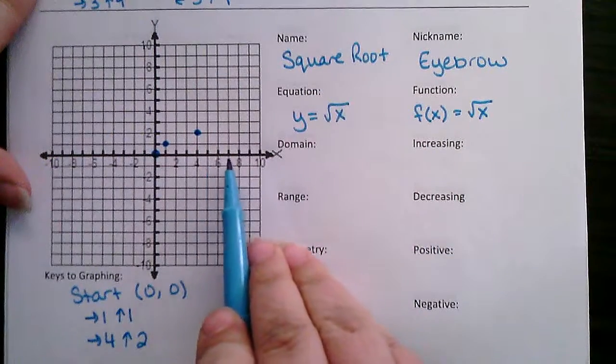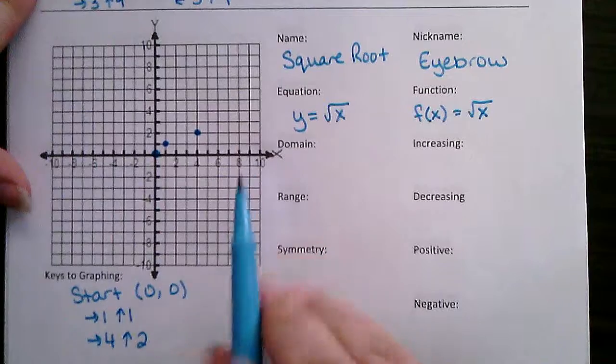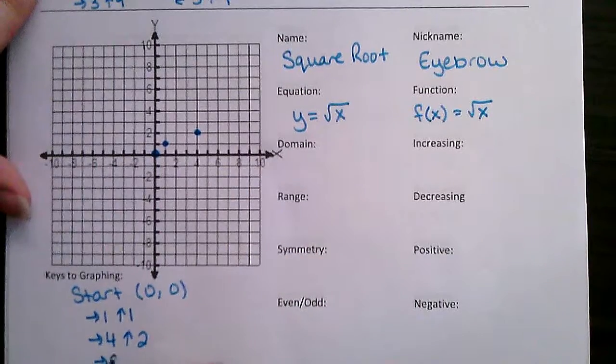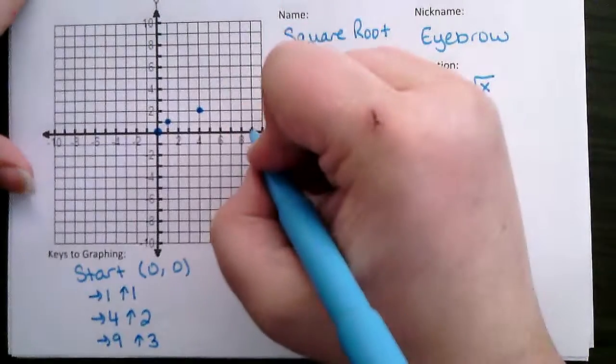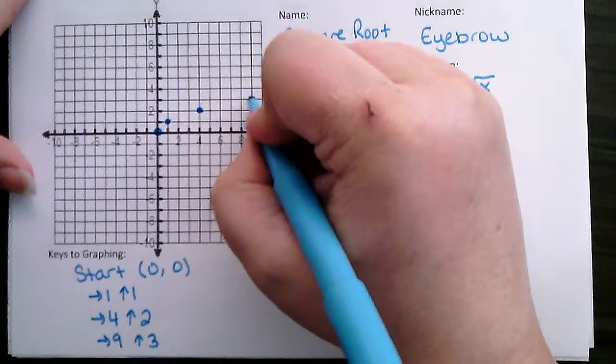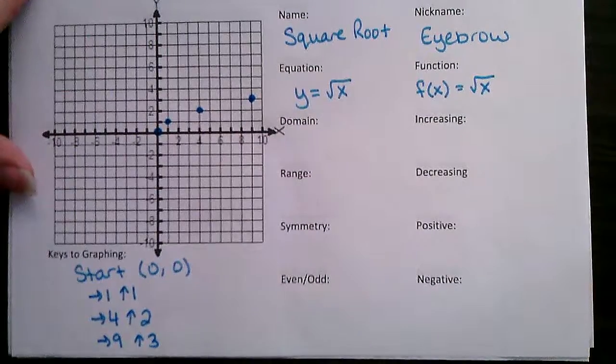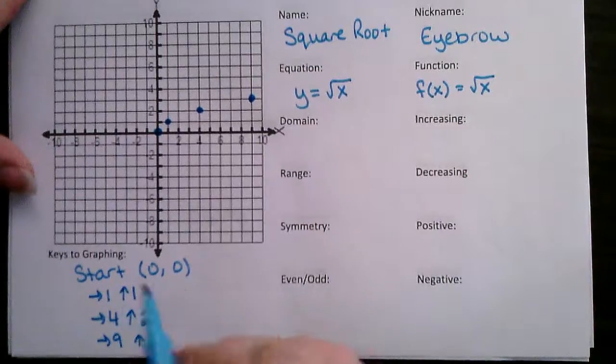So what is the next number on here that's a perfect square? 9. So I'm going to put in 9, and I would get 3. So I can go over 9 and up 3. So there's those points.